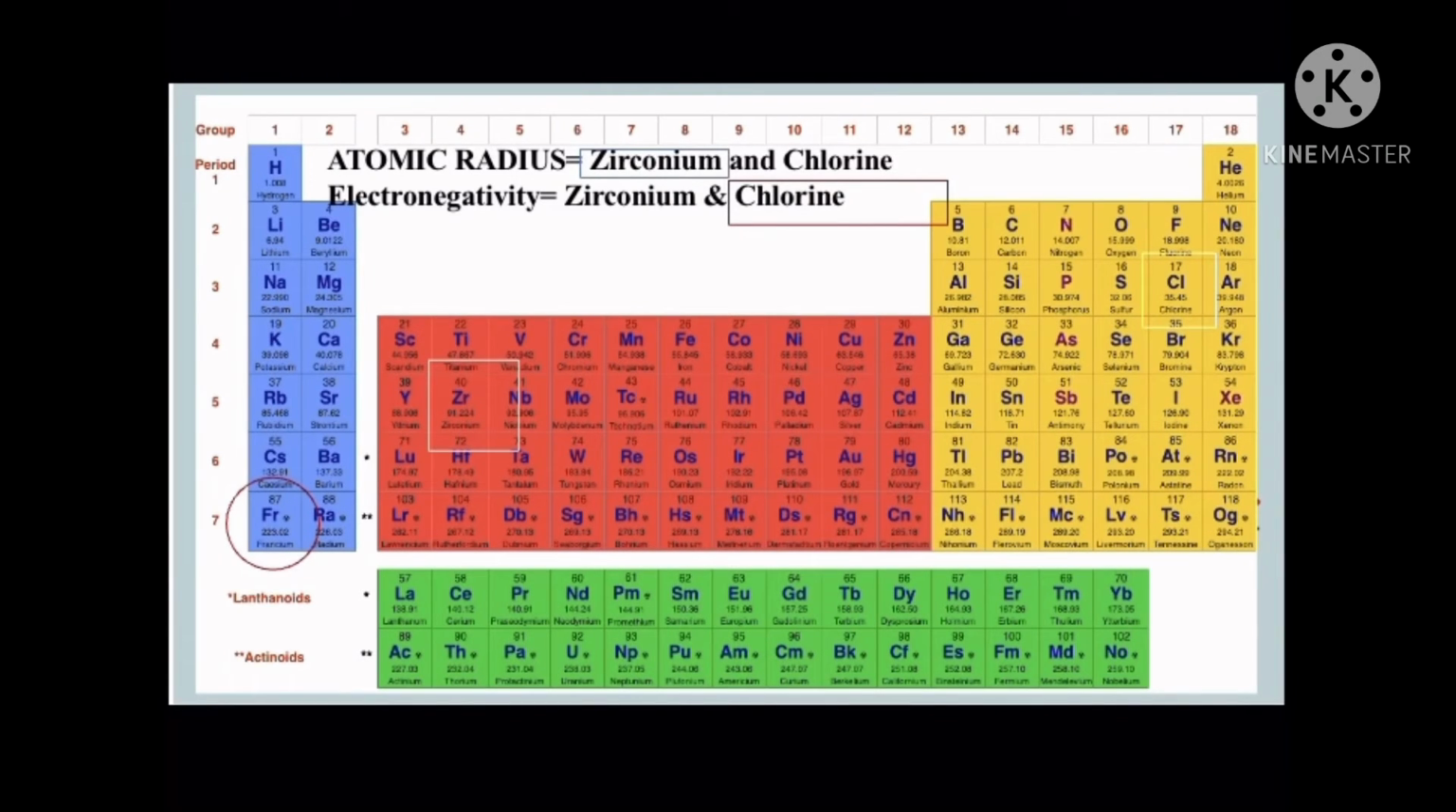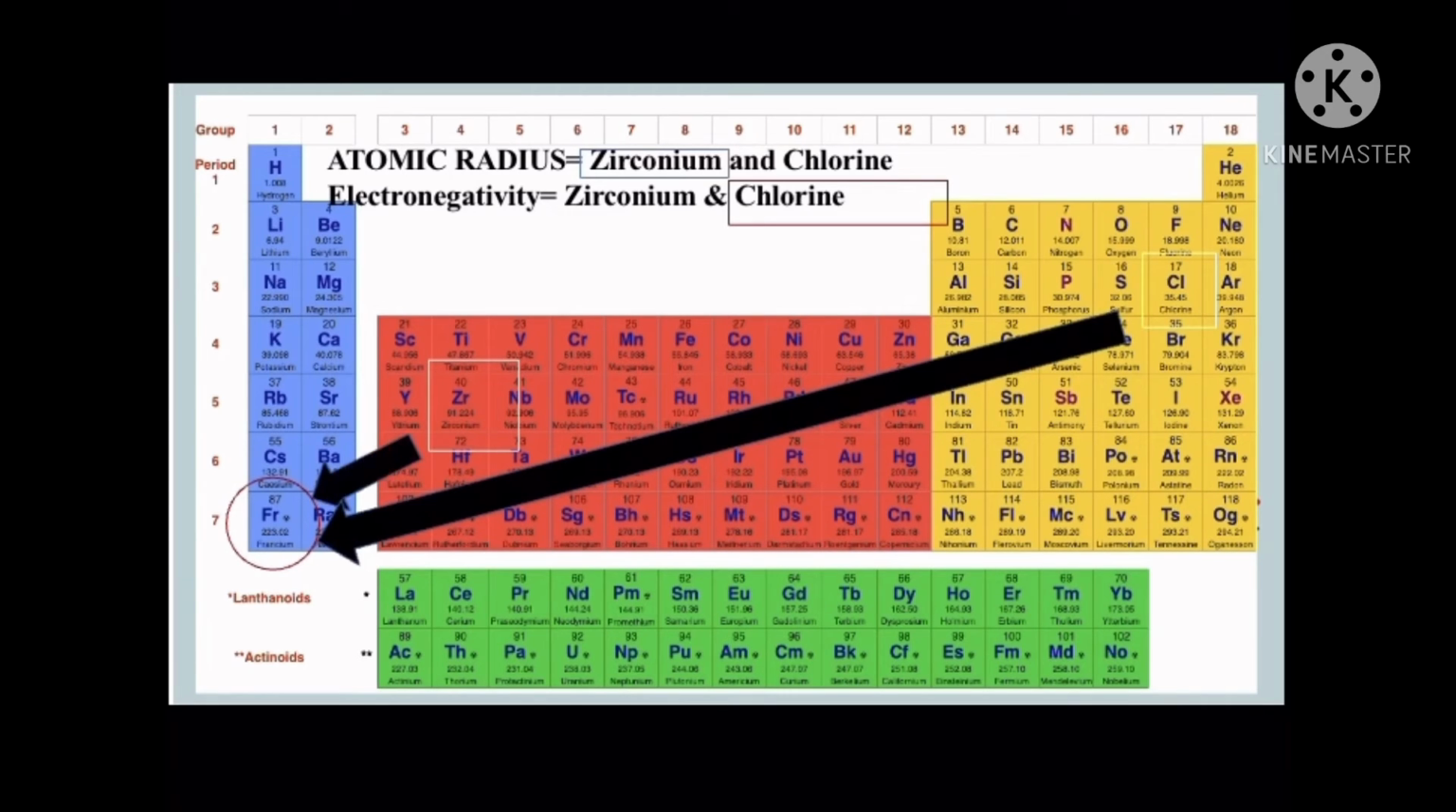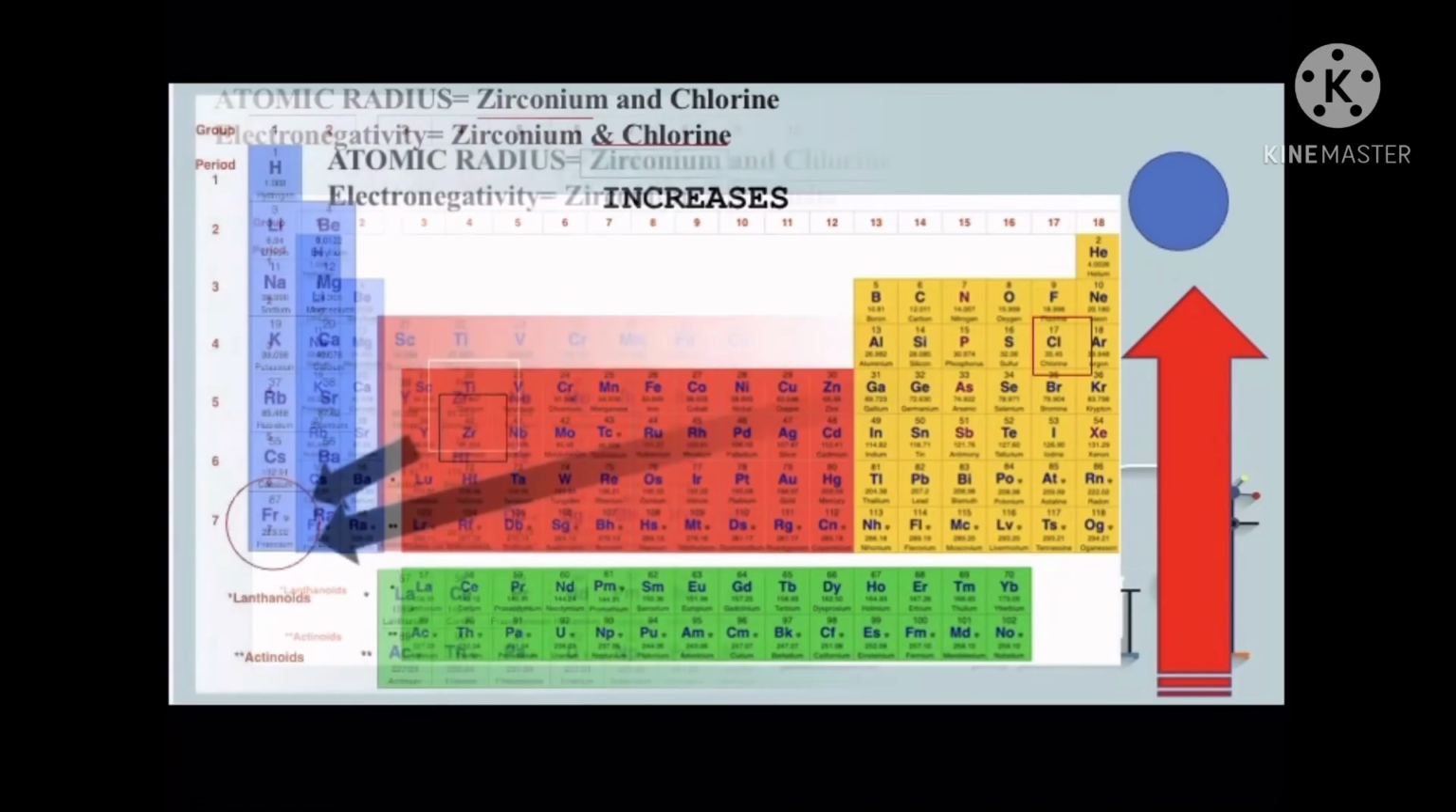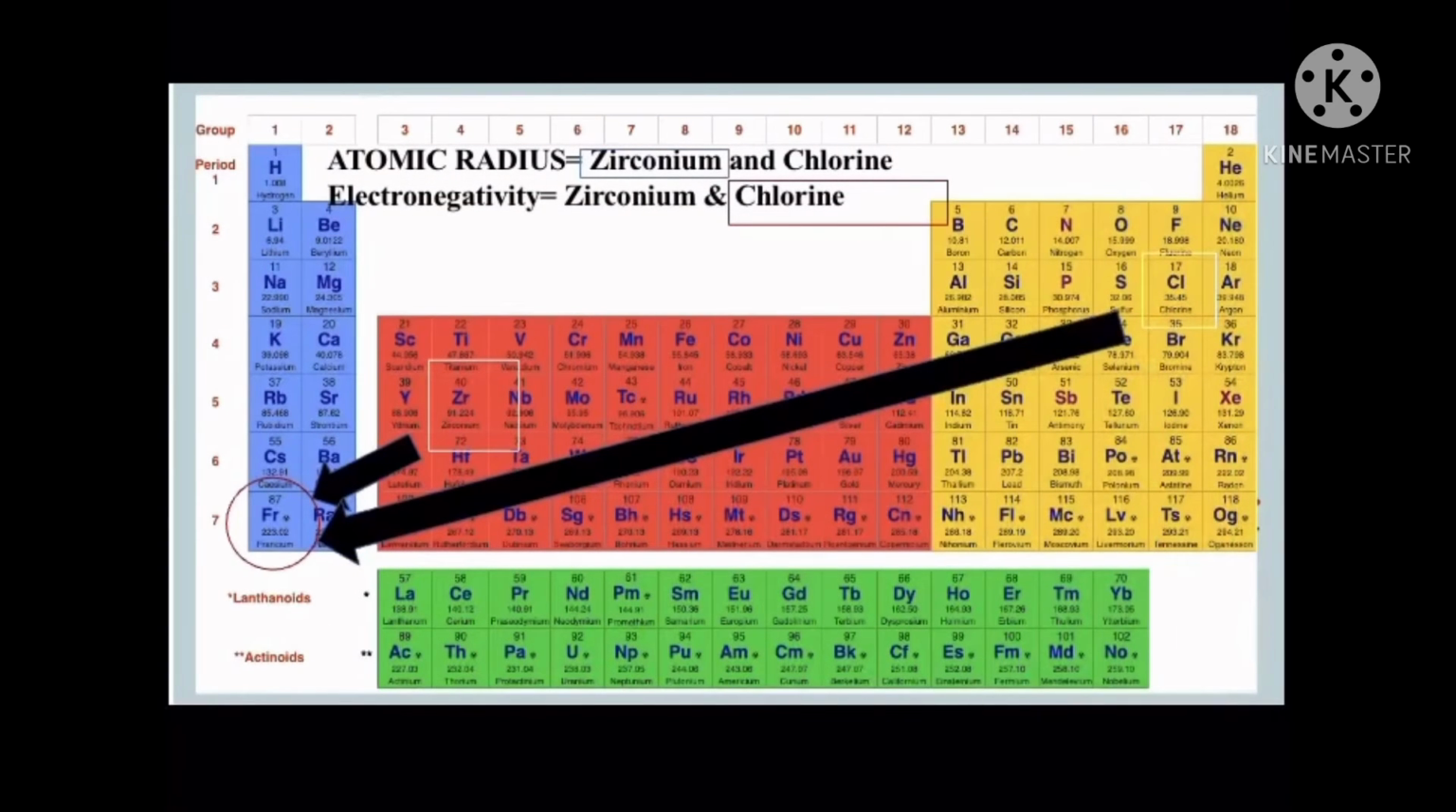Malalaman natin sa zirconium and chlorine kung sino ang mas mataas na atomic radius. Kung sino ang mas malapit sa the most reactive metal na ang francium. Makikita natin sa periodic table na sa group number 4 ang zirconium. Kaya siya ang may pinakamataas na atomic radius kumpara kay chlorine. Siya ang mas pinakamalapit kay francium.